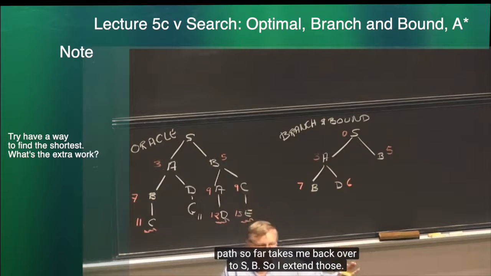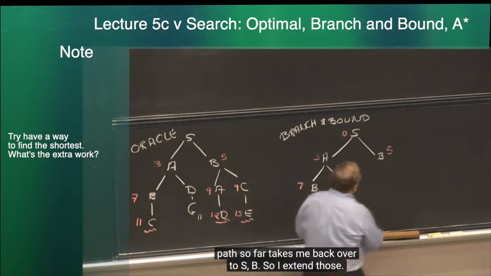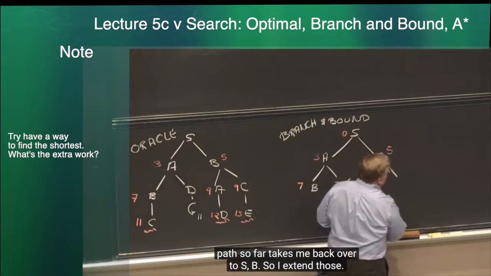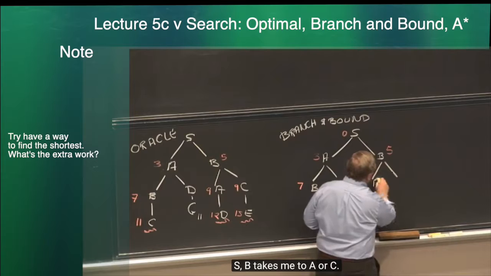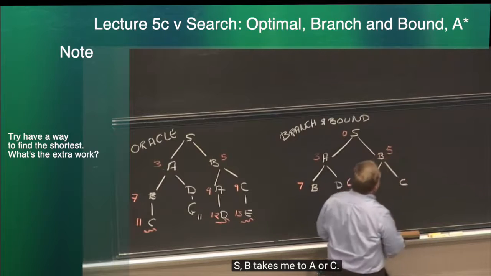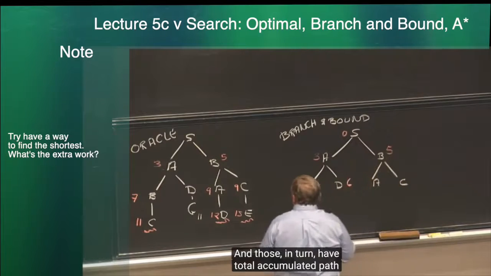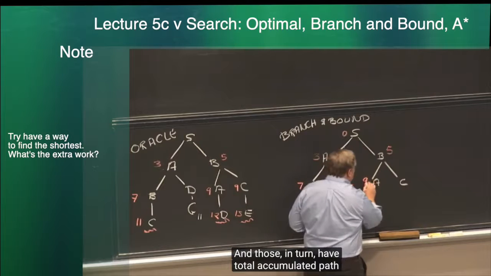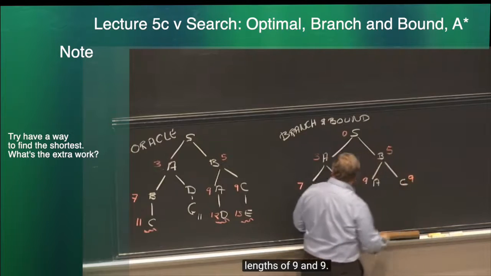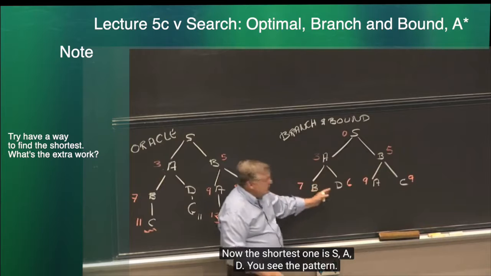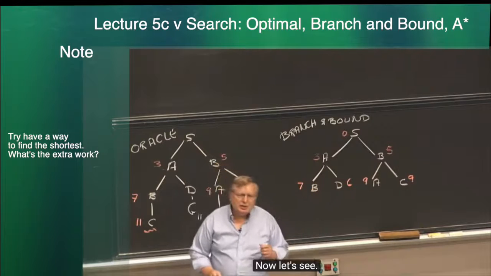So looking across all of these and extending the shortest path so far takes me back over to SB. So I extend those. SB takes me to A or C. And those, in turn, have total accumulated path lengths of 9 and 9. Now the shortest one is SAD. You see the pattern.